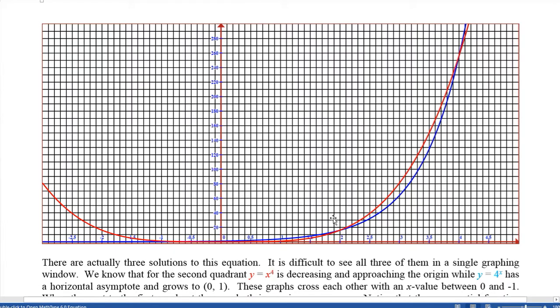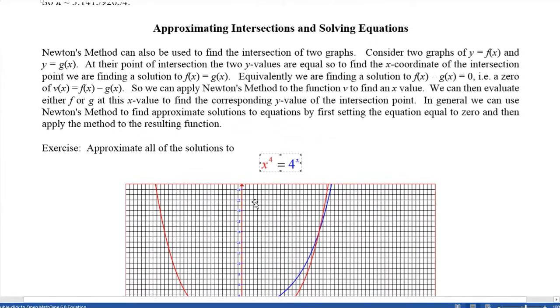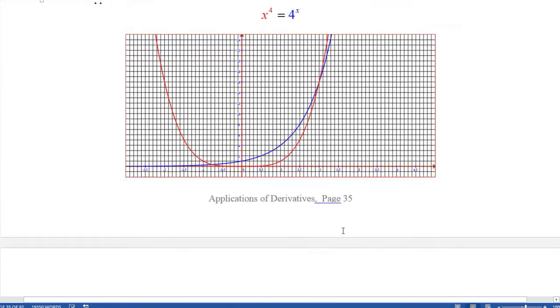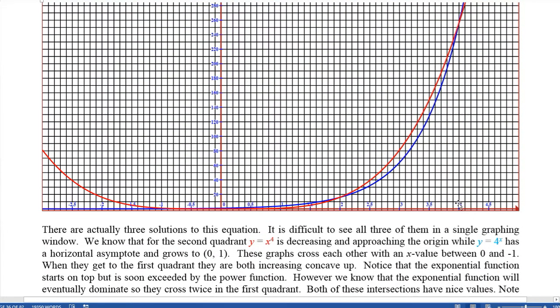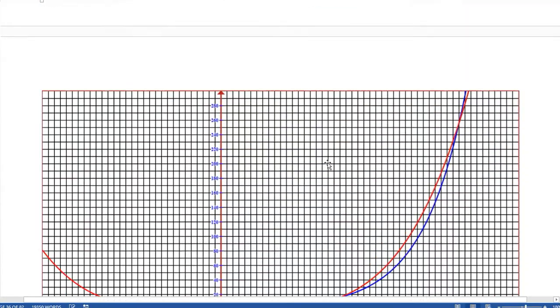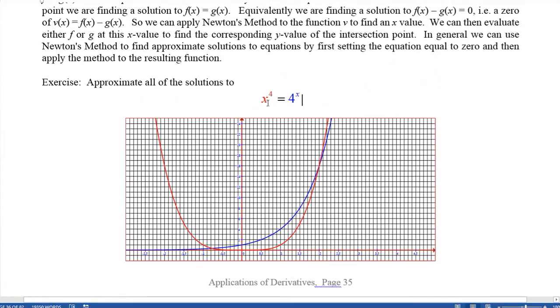And one of these is sort of an obvious solution. It may not be obvious to you at first, but once I say it, you'll go, oh yeah, that's obvious. And that's actually this furthest one out to the right. Look where it approximately is. It's about 4. What happens if you plug in x equals 4? You get 4 to the fourth equals 4 to the fourth. Certainly that's true, right? And of course 4 to the fourth, I believe, is 256. Okay?